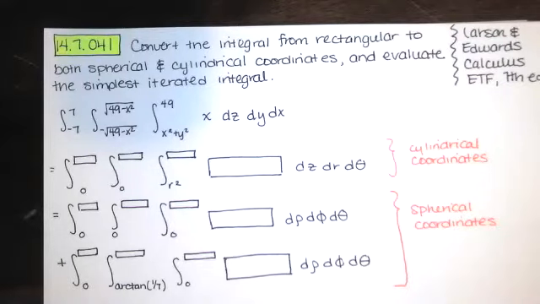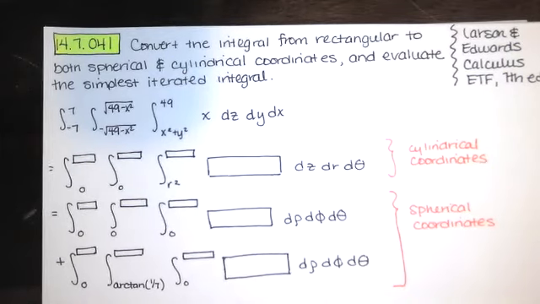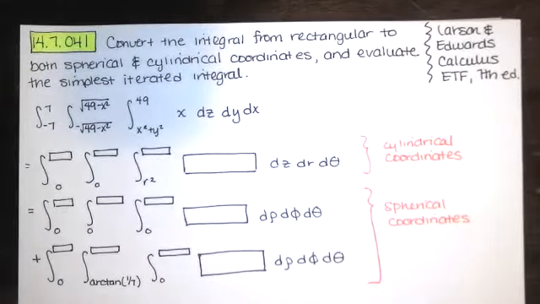In this video, we're solving problem 14.7.041 from the Larson and Edwards Calculus Early Transcendental Functions textbook, 7th edition. We're asked to convert the integral from rectangular coordinates to both spherical and cylindrical coordinates and evaluate the simplest iterated integral. So this is the integral that we're starting with.